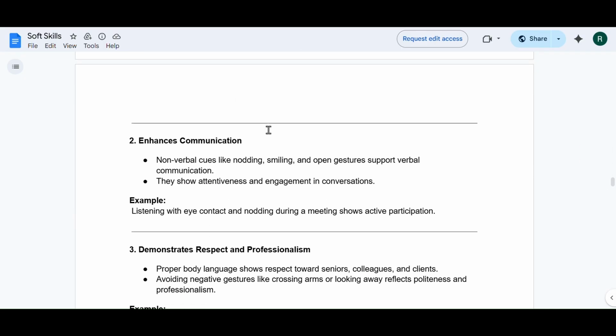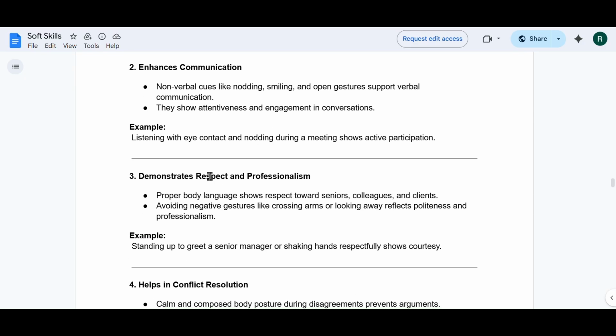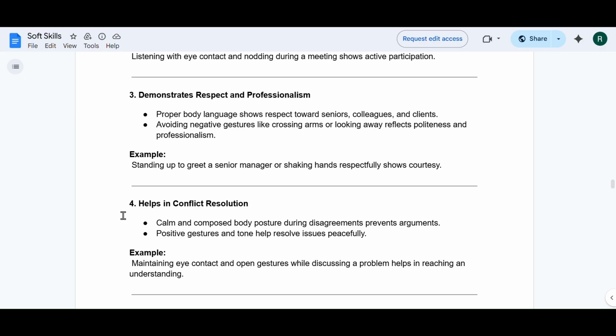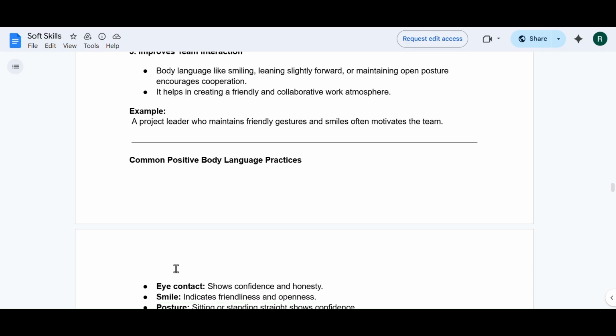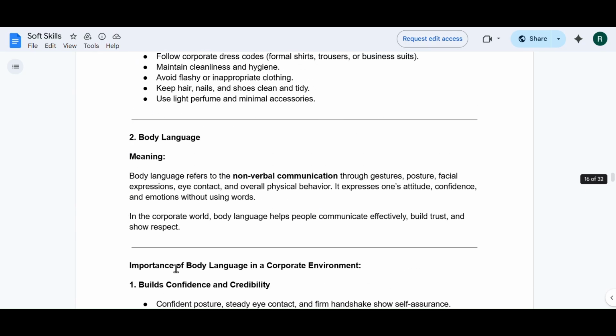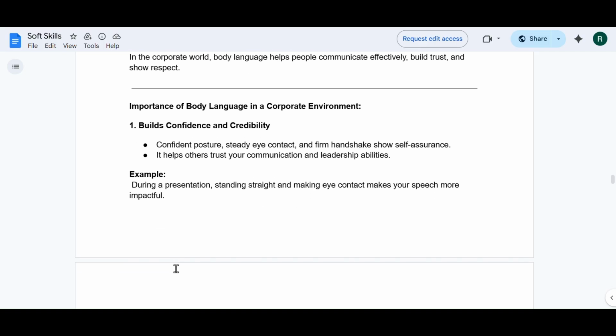So next, it enhances communication. Instead of standing like a stone and explaining, if we involve non-verbal communication like body language, like nodding, smiling, open gestures, all these support enhancing communication. It demonstrates respect and professionalism. Body language shows respect towards others like seniors, colleagues, or clients, and also it shows professionalism. It helps in conflict resolution and improves team interaction. So all this is about body language and personal appearance and how it helps in professional life.